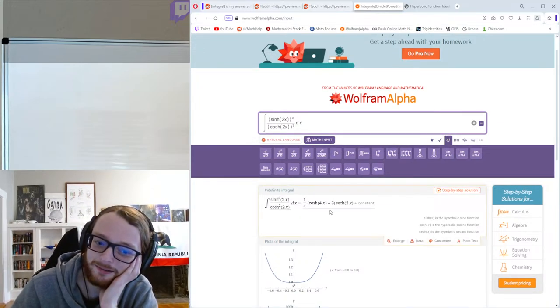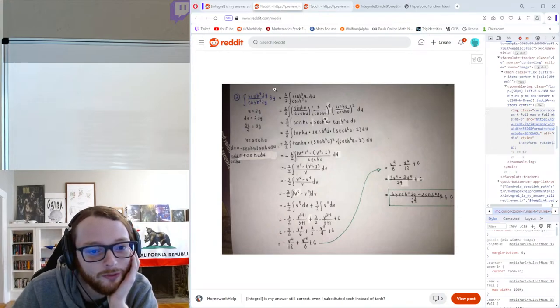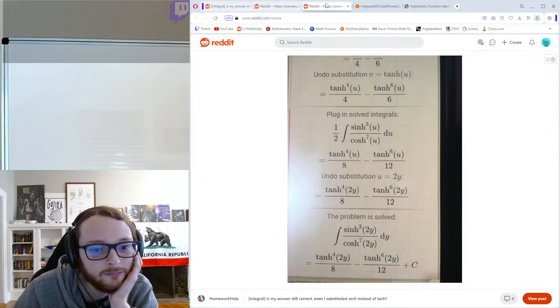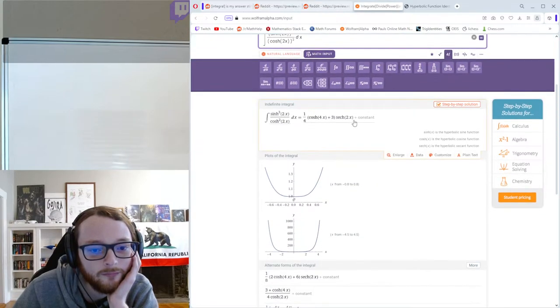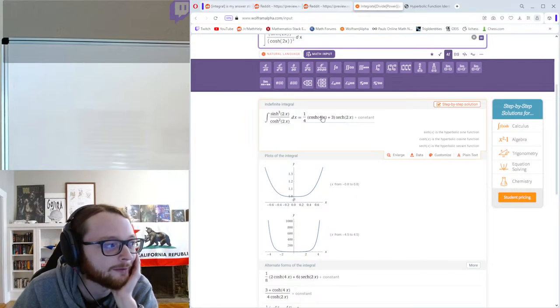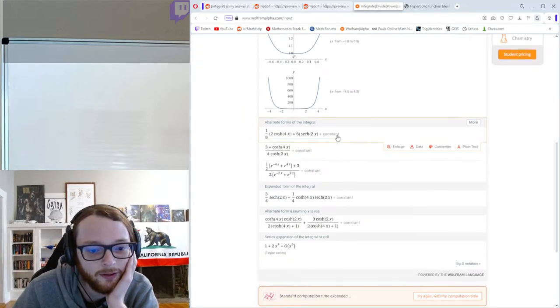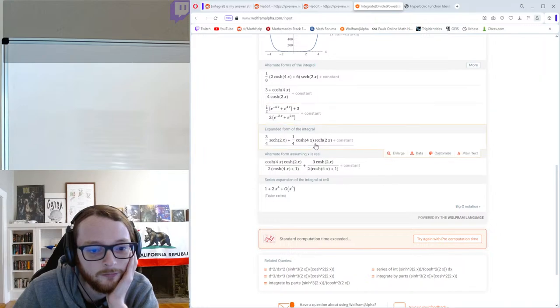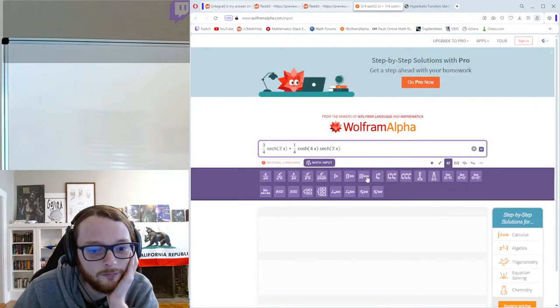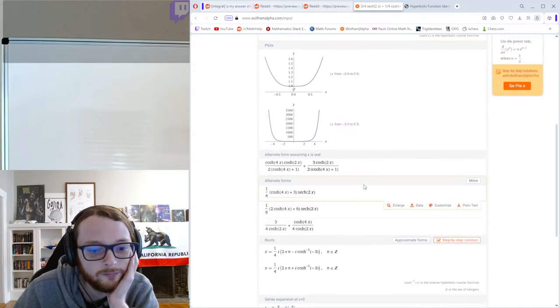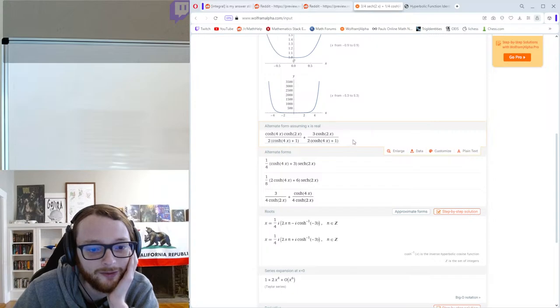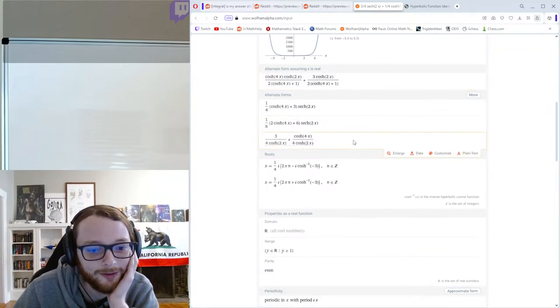What? Did I type it in right? Sinh cubed cosh squared. Why aren't there... Oh, because it did some kind of half angle thing. Give it to me in a different form. That is a different form, I guess. They gave me exactly what I asked for.